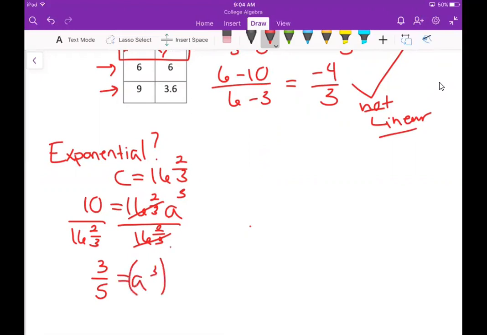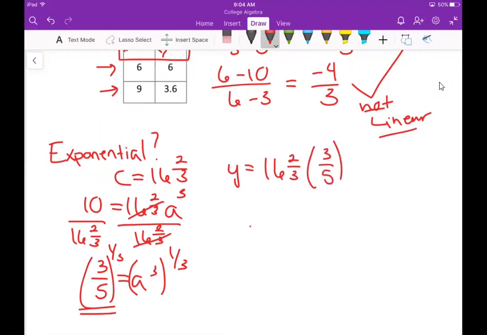And so then we will take each side to the 1/3 power, and I do mean power there, to take that cube root of both sides. Again, leave this a as is. So then your function would be y equals 16 2/3, not 16 to the 2/3 power, 16 2/3 times 3/5 is our base of a, and our power is 1/3 of x, so that would be to the power of x over 3 for the function. So this would be the exponential function between the first 2 points.